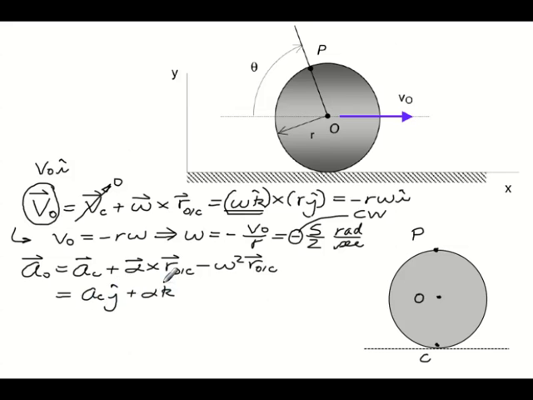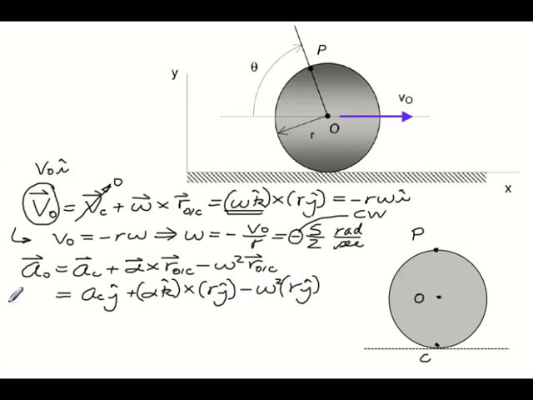Alpha is an unknown. I'm going to assume it's plus k. Let the math tell us whether that's right or not. Going from C to O is an rj, minus omega squared rj like this.